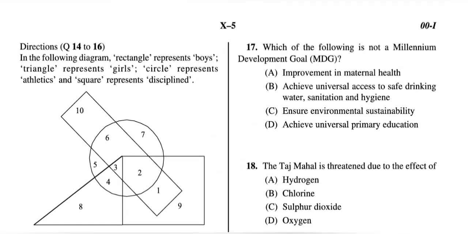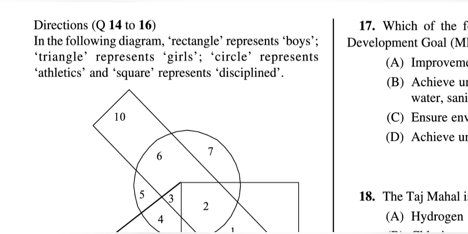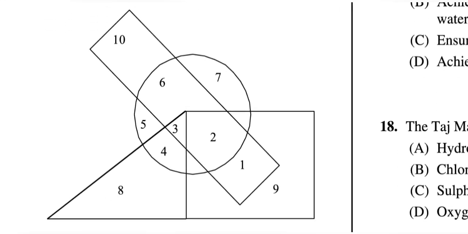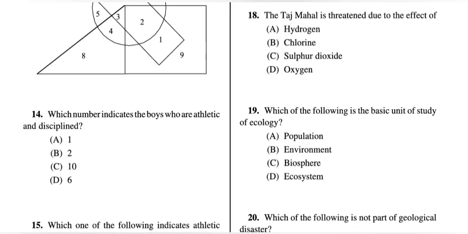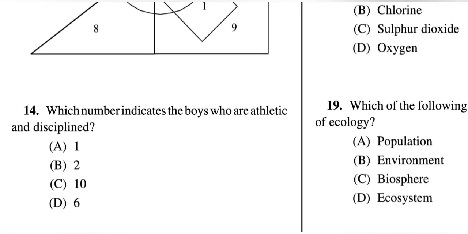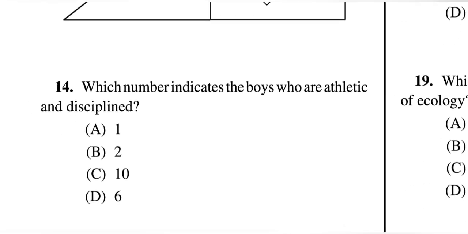Another question, it is also related to mathematical sum. It says, directions, question number 14 to 16. In the following diagram, rectangle represents boys, triangle represents girls, circle represents athletics, and square represents disciplined. And the picture is like this: 10, 6, 7, 5, 3, 2, 4, 8, 1, 9. Now we have to find out which number indicates the boys who are athletic and disciplined.